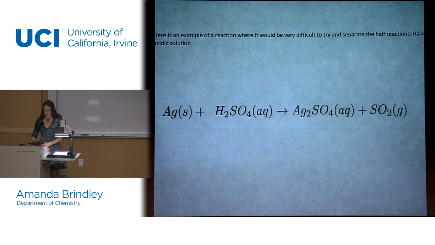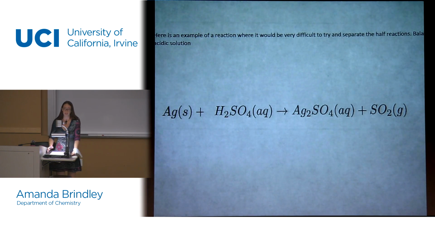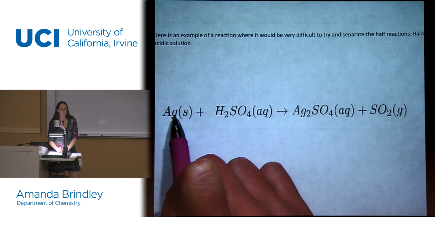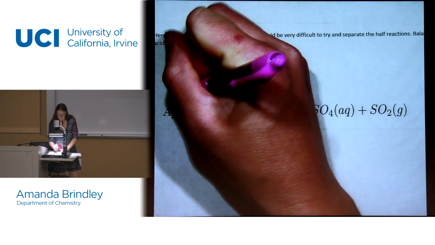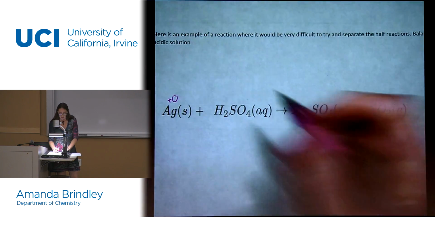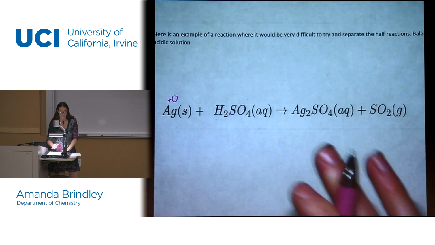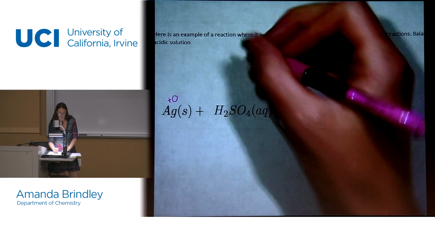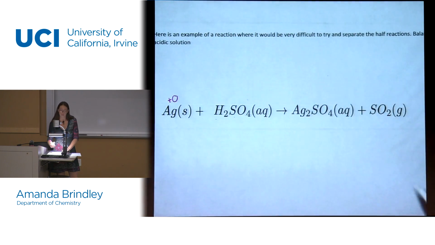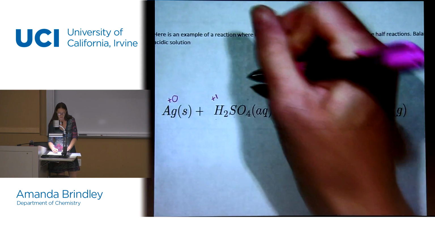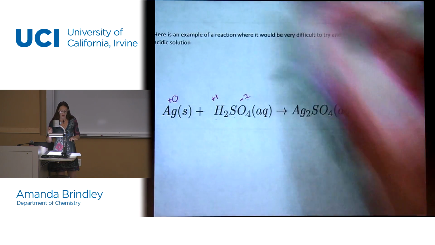Okay, first step, no matter what, we always go through and do our oxidation numbers. So here we have silver in its natural elemental form, so what is it? 0. Here we have hydrogen, sulfur, and oxygen. We'll leave the sulfur till last. What's the hydrogen? Each one? +1. And what's the oxygens? -2. So now we can do the sulfur.